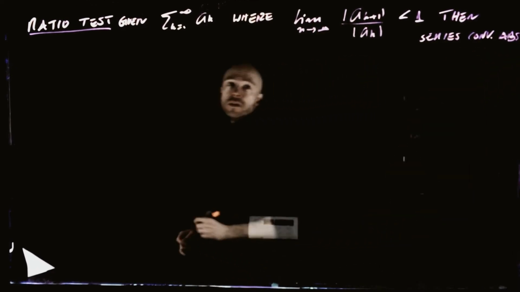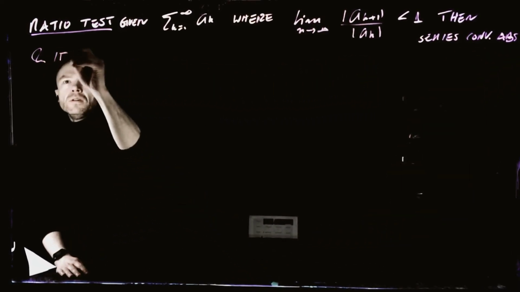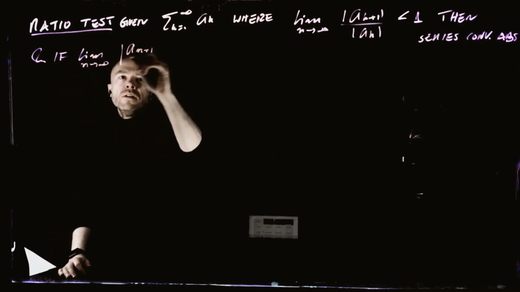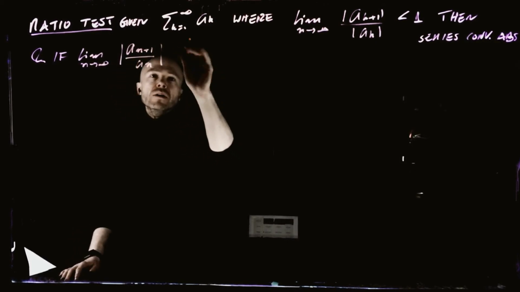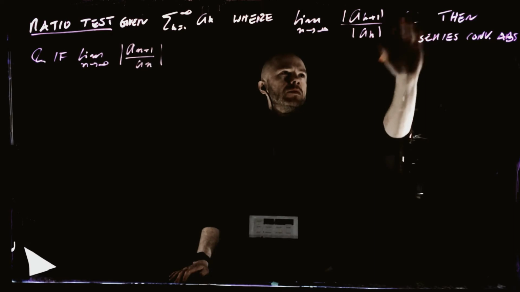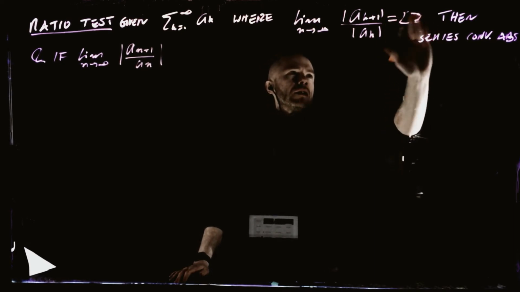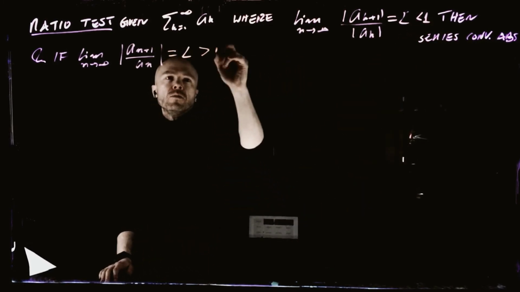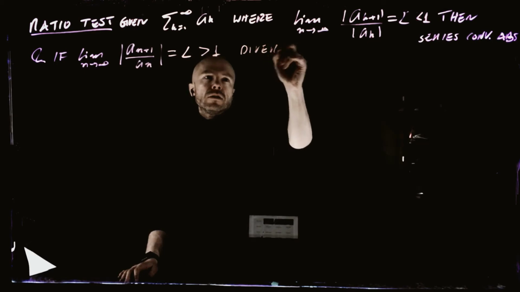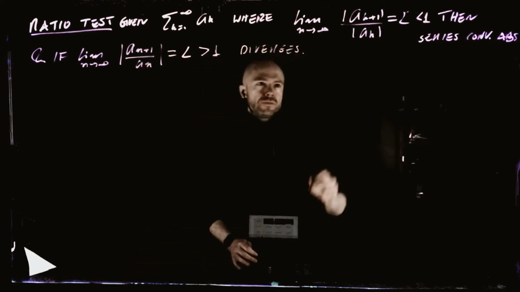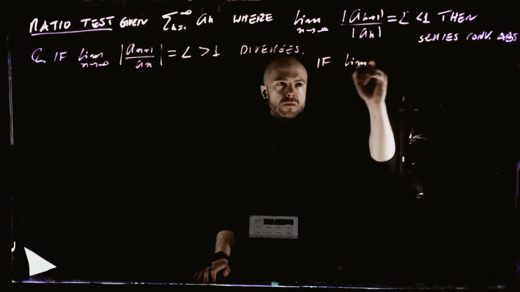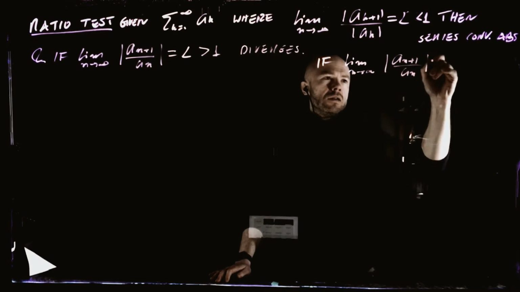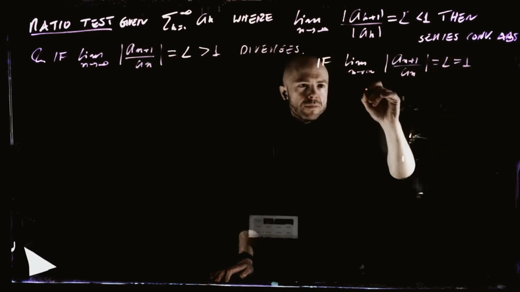Which therefore implies it converges. And if the limit as n goes to infinity of a_{n+1} over a_n is some number, I think I want to call it L, just because that's what I did in class, and it's bigger than 1, it diverges. And if the limit of a_{n+1} over a_n equals L equals 1, then we know nothing.